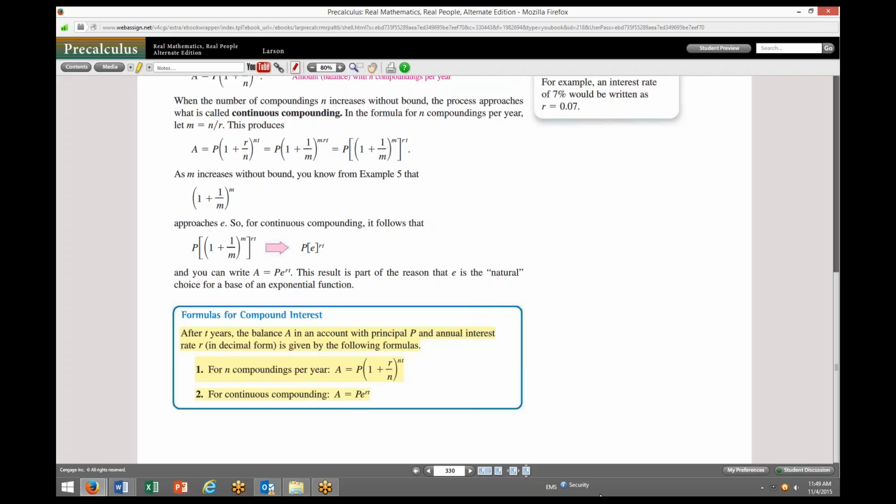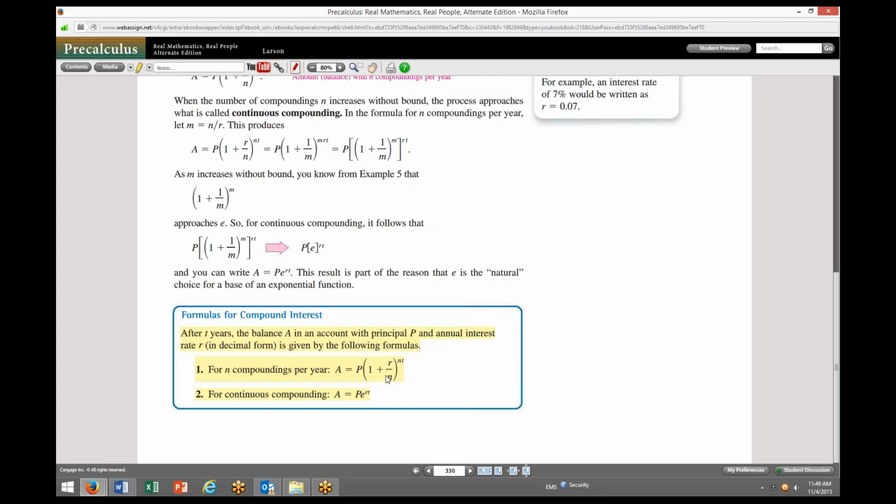If they were doing it quarterly, n would equal 4 times a year, every 3 months. If they were doing it semi-annually, n would be 2 times a year. 6 months, there's 2 6-month periods in a year. If they were crediting your interest just once a year, just annually, then n equals 1.